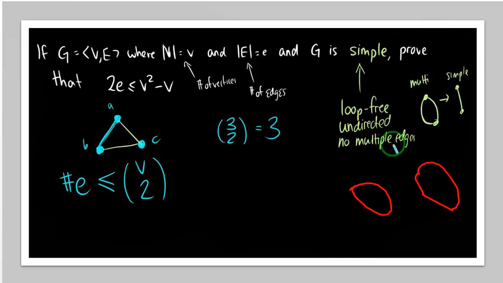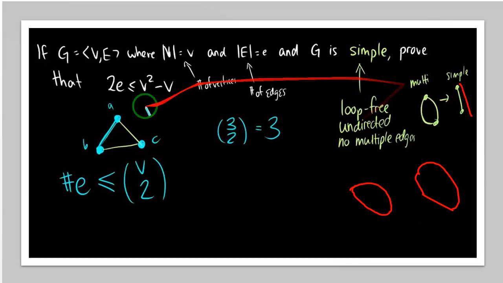So for a simple graph, if I ask you to draw the simple graph and define it, you will define it by saying it will be loop free, it will be undirected, and it will have no multiple edges. This is called multiple edges. So multiple edges is not simple. This is a simple one. It's loop free, it's undirected, and it has no multiple edges.